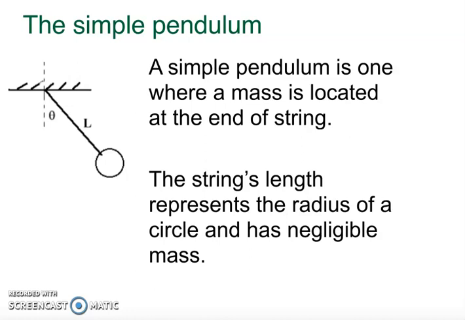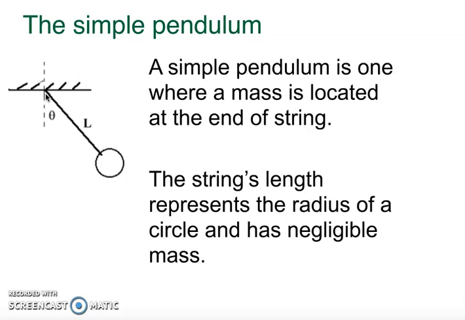The other example of a simple harmonic oscillator is a pendulum. And we're going to look first at the simple pendulum. Now, a simple pendulum is one where the mass is located at the end of a string. So the mass would be here. This would be our string. It would attach to what we call a pivot point or point of rotation.